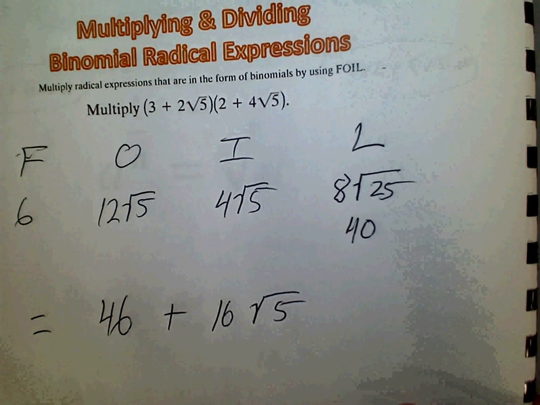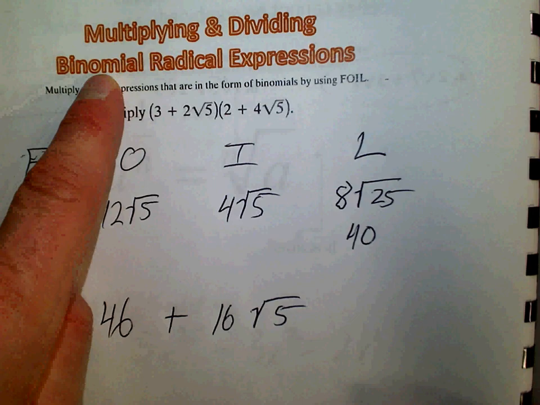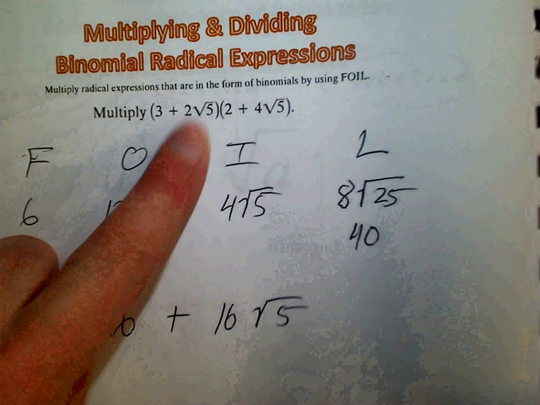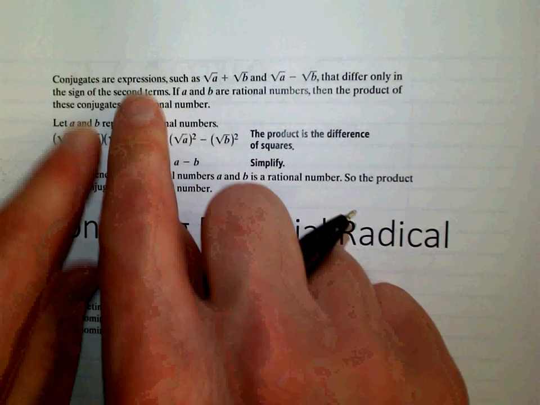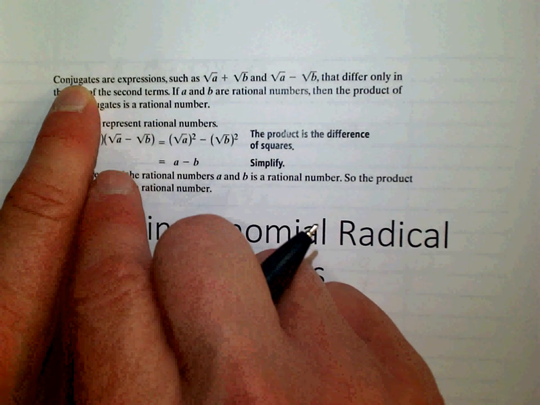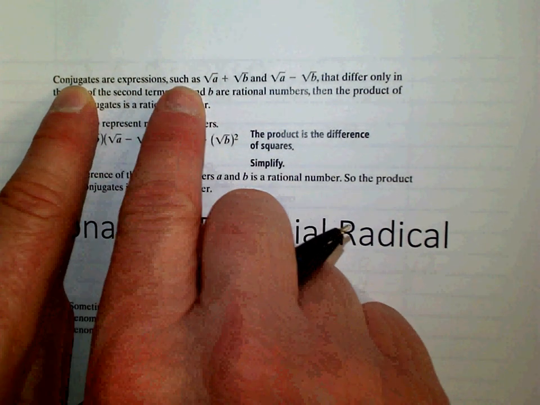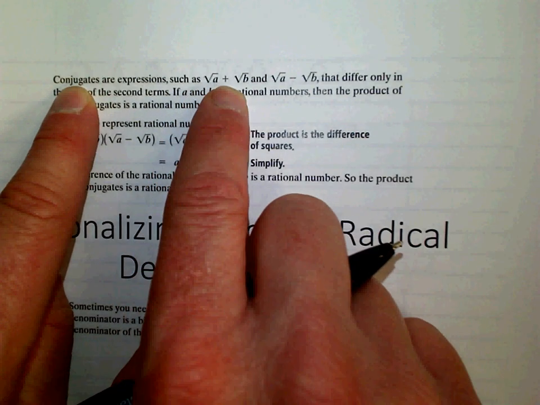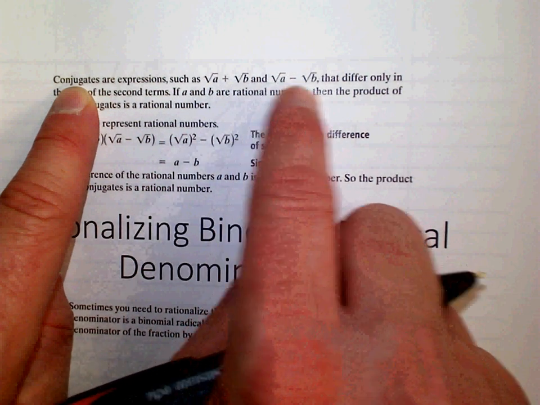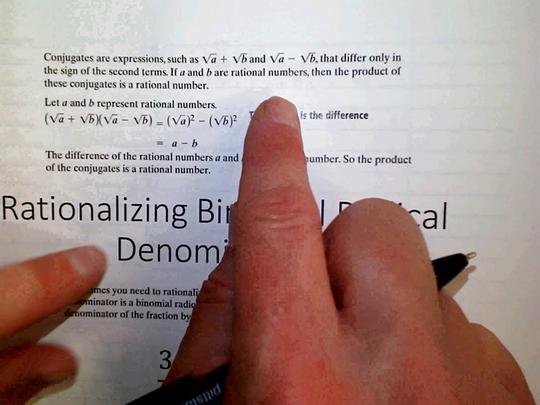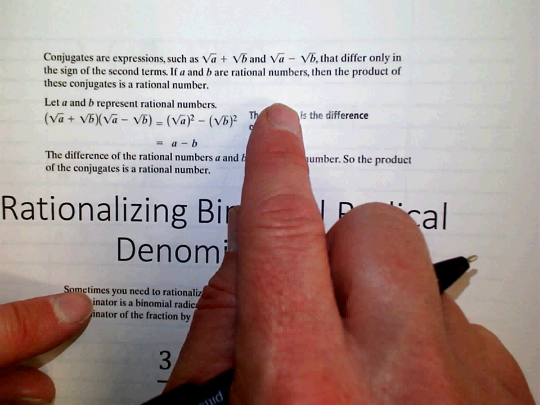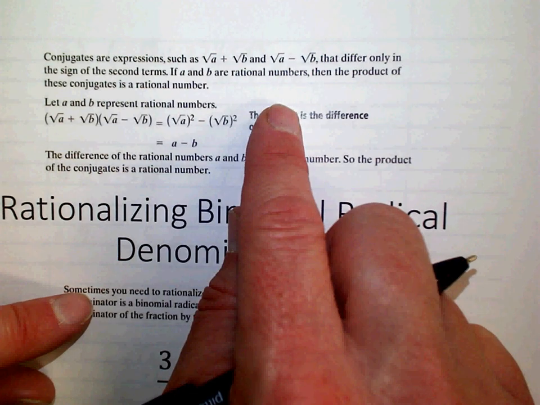There is one cool thing when you're multiplying right here. Sometimes when you're multiplying, you multiply with a thing called conjugates. They are expressions where it's square root of A plus square root of B and square root of A minus square root of B. So it's kind of like difference of squares. You remember difference of squares, where it's the same binomial but with a different sign? What happened in those situations?